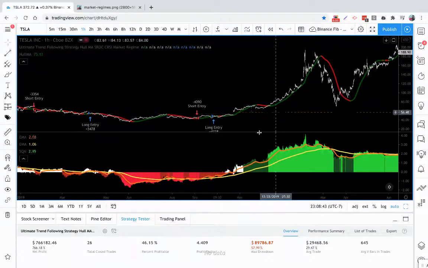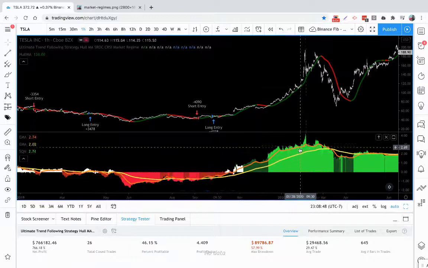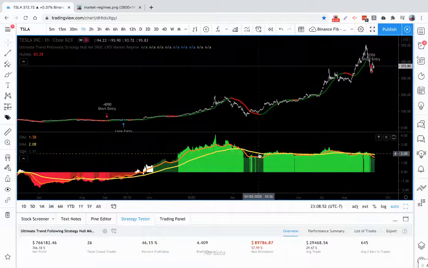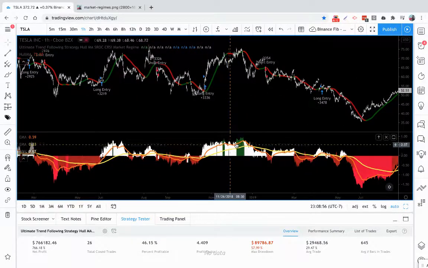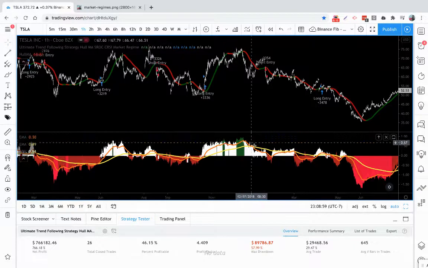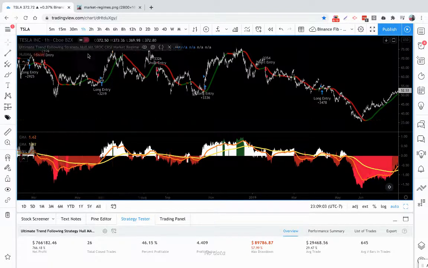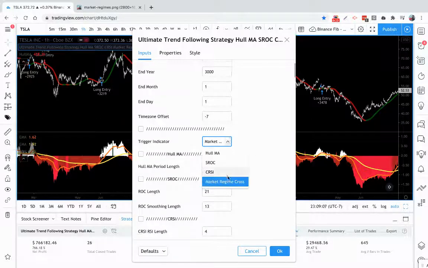So again, the basic idea is we want to enter rising system quality numbers, market regimes for longs. We at least want to have that as a filter for our longs. And we only want to enter shorts when the SQN or the market regime number is decreasing on the downside. So that's how the market regime moving average works, the market regime cross.